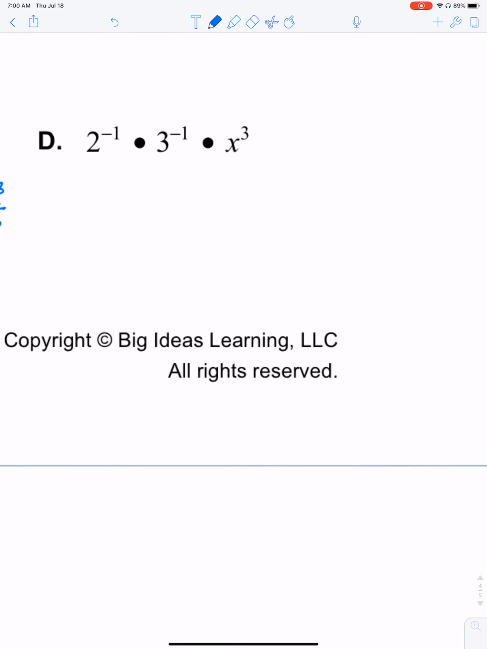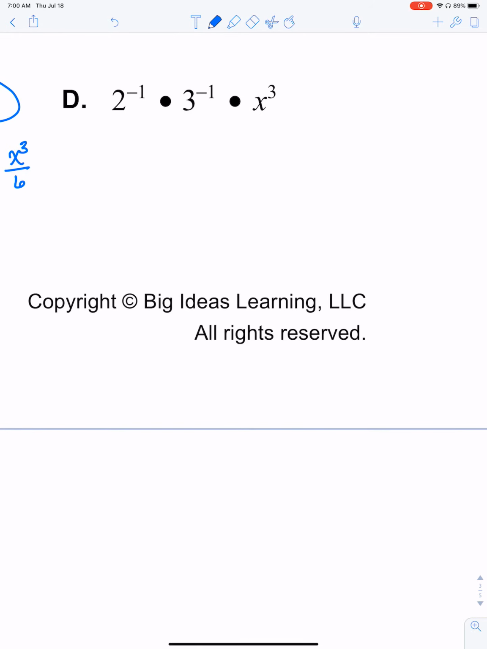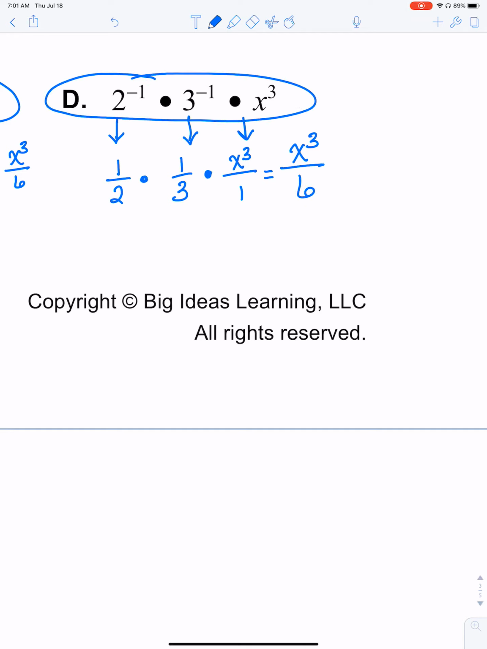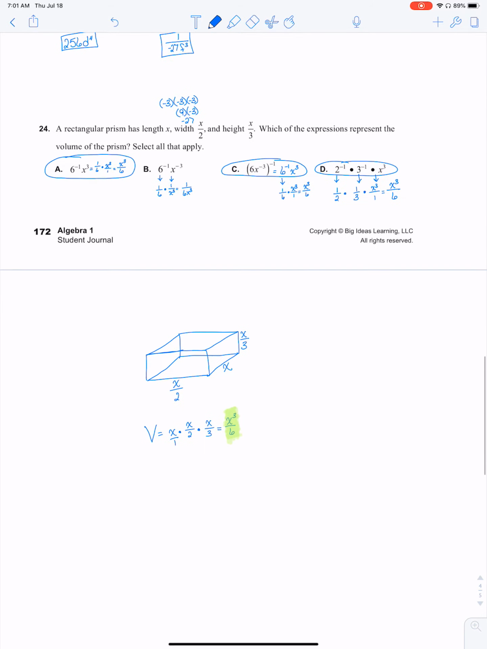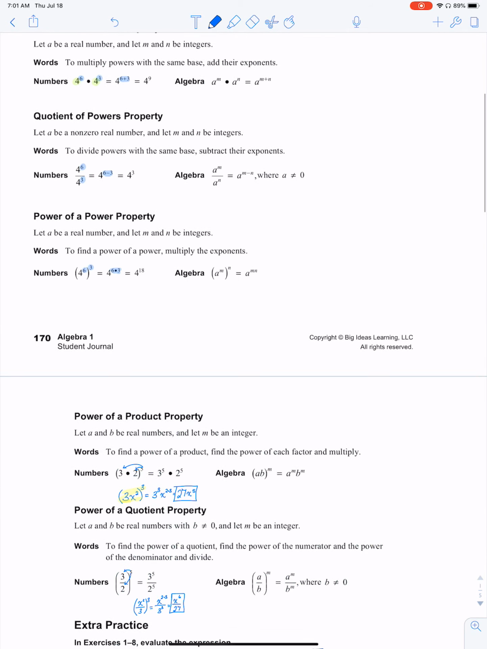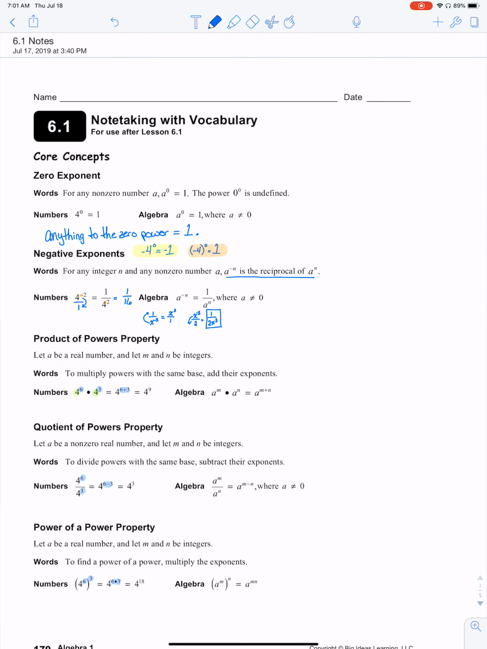All right. Now we just need to test part D. 2 to the negative 1 becomes 1 over 2 times 3 to the negative 1 becomes 1 over 3 times x to the third becomes x cubed over 1, right? 1 times x cubed is x cubed. 2 times 3 times 1 is 6. That's exactly the answer that we were looking for. So your answers to number 24 should be A, C, and D. Okay, you've now completed section 6.1, and you can move on to section 6.2.